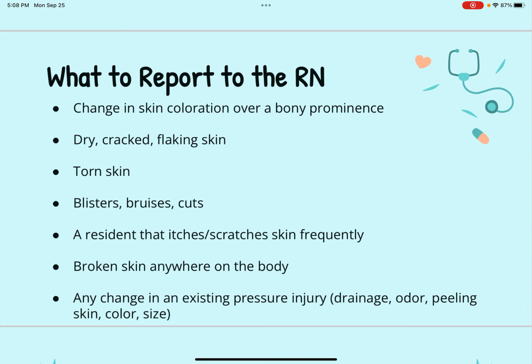Here are some important things to report to the RN. Change in skin coloration over a bony prominence, dry, cracked, flaking skin, torn skin, blisters, bruises, or cuts, a resident that itches or scratches his or her skin frequently, broken skin anywhere on the body, any change in an existing pressure injury, so drainage, odor, peeling skin, color, size.